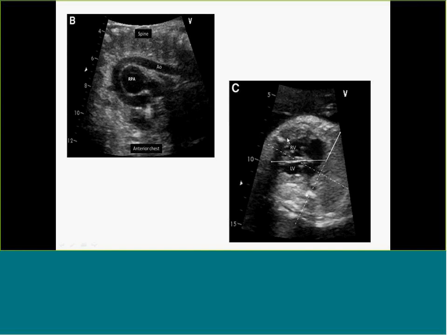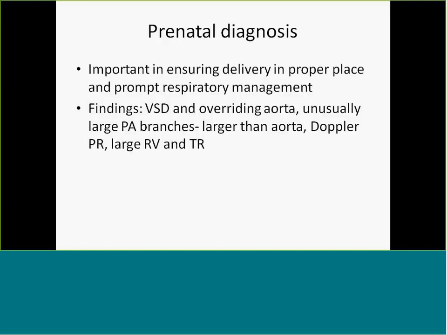Okay? The subaortic VSD with overriding is very easily picked up after the 18th week of gestation. And therefore, the presence of VSD, markedly dilated pulmonary arteries, and Doppler evidence of pulmonary incompetence make the diagnosis of absent pulmonary valve syndrome in the fetus. Then delivery in a proper place and proper management. Otherwise, the findings are those of tetralogy, easily identified, and usually with large branches.